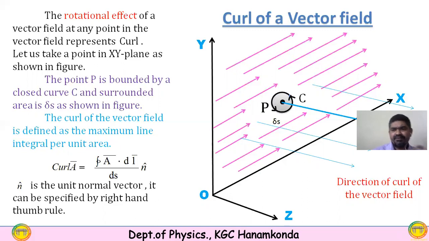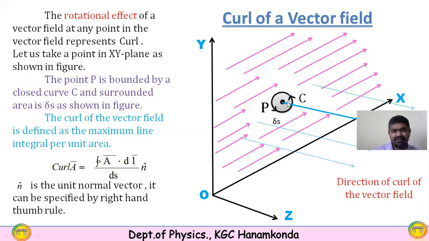For that, I am taking a two-dimensional xy plane. In that xy plane, a vector field A is there. That is shown with these pink arrows. Here the pink arrows represent the vector field A bar. This xy plane is specified by the vector field A bar.